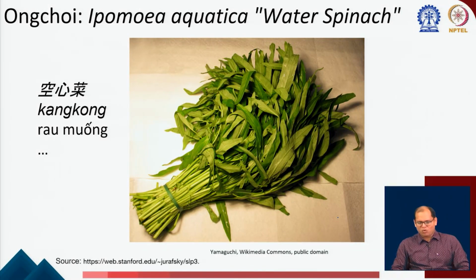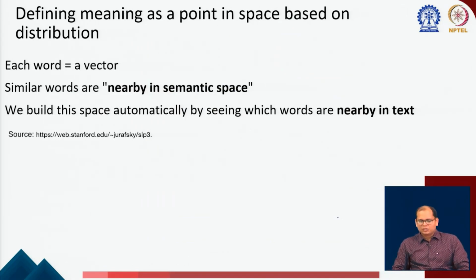And that is what ong choi is, water spinach. So, you get this idea by looking at the context in which the word occurs. Now, can we generalize this idea to say, okay, for every word we look at the distributional pattern, like what other words it occurs with, and use that to denote this particular word's meaning? So, we will come back to that.